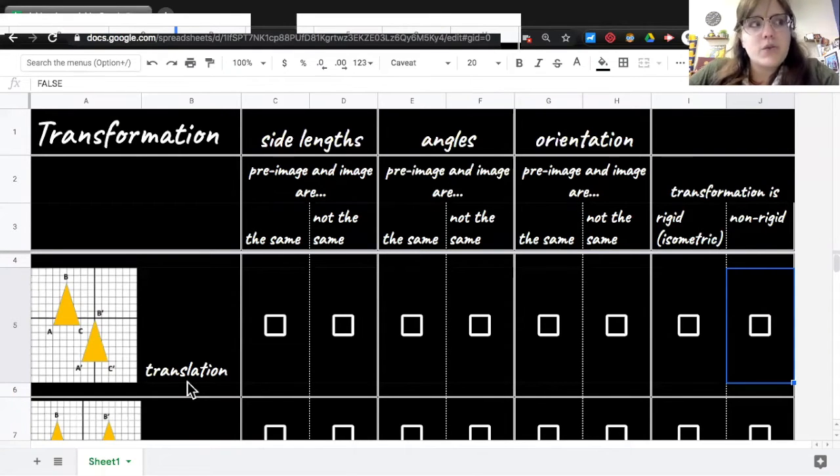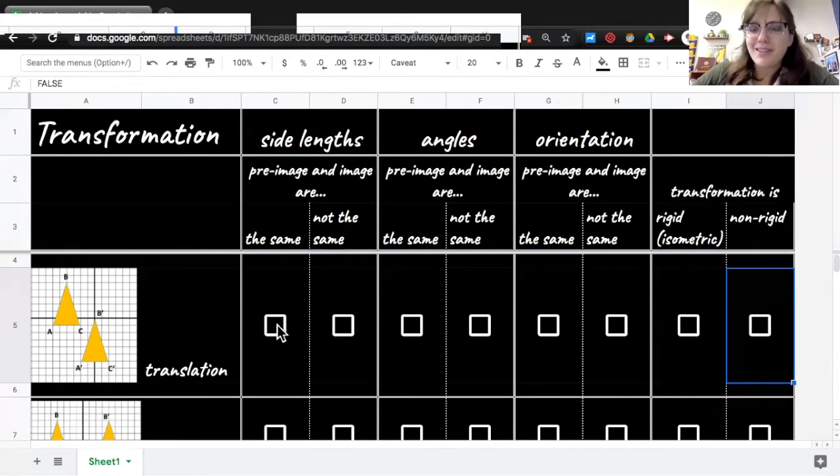Remember for me what a translation is. You have a shape, Miss Monroe sticking to her triangles, and you slide it up, down, left, or right, or a combination of the two. You can slide it sideways and up or down to get like a diagonal direction. So the pre-image and the image are the same or not the same? When we translate a figure, are those triangles the same triangle?